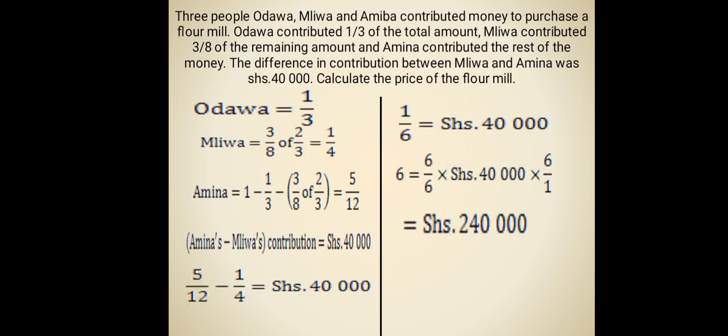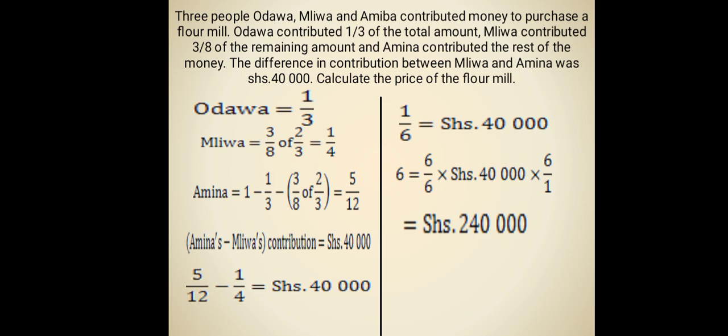Three people, Odawa, Muliwa, and Amina, contributed money to purchase a flour mill. Odawa contributed a third of the amount. Muliwa contributed 3/8 of the remaining amount, and Amina contributed the rest of the amount. The difference in contribution between Muliwa and Amina was 40,000 shillings. Calculate the price of the flour mill.